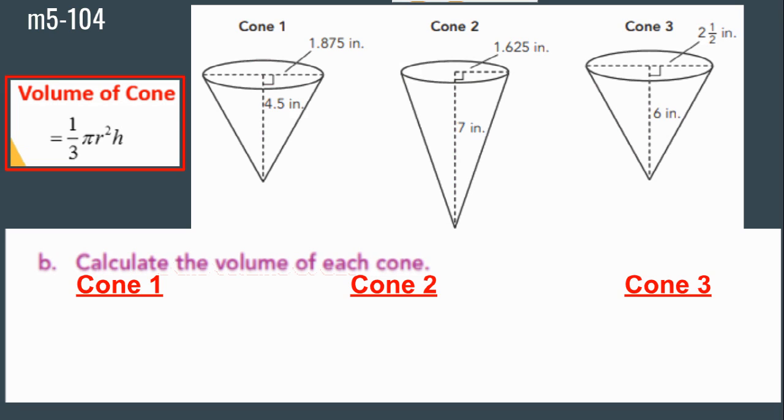Okay, so our work time is over. Hopefully we had a chance to get through all 3. If you are partner 1, you're going to discuss cone 1. You're going to talk about where you plugged in your information, what your formula looked like, and what you got for your answer with a label.